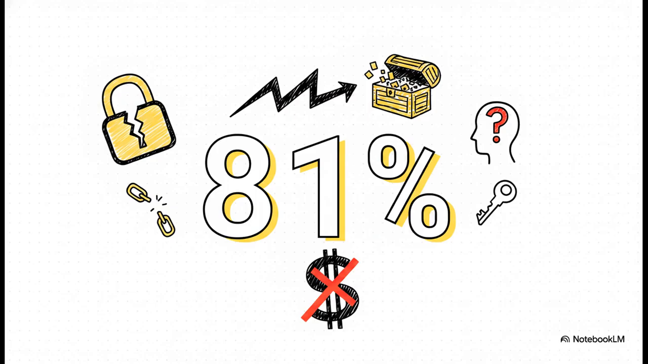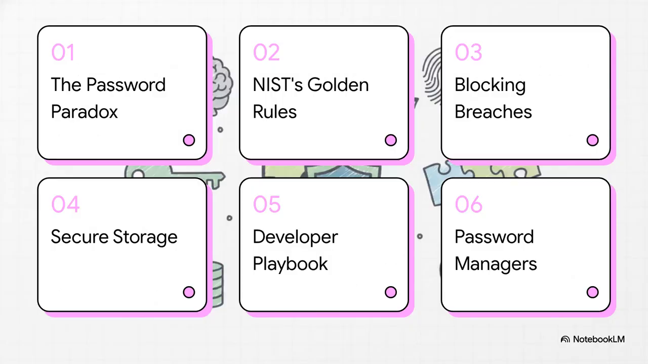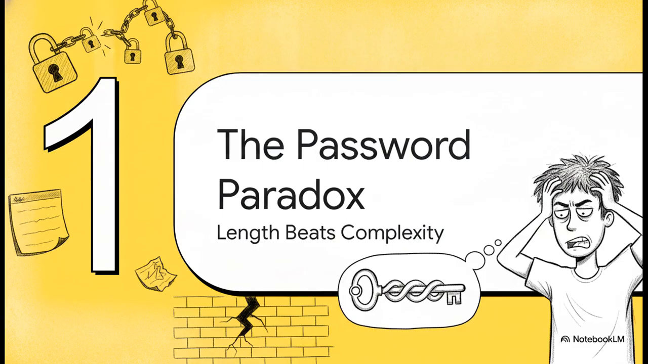Even if you're using multi-factor authentication, passwords are the front door. If the lock on that door is fundamentally broken, absolutely everything inside is at risk. Consider this our structured developer syllabus for the day. First, the password paradox. Then, NIST's new golden rules, blocking breached passwords, secure password storage, the developer playbook, and finally, embracing password managers.